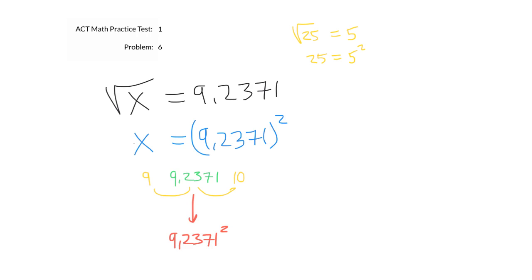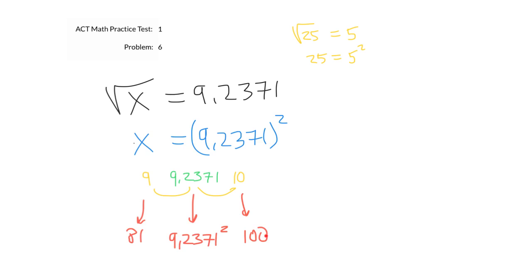After squaring 9, that becomes 81. And after squaring 10, that becomes 100. So in the same way that 9.2371 is between 9 and 10 before you square it, after you square it, whatever this number is, which we don't know yet, it's x, it's going to be between 81 and 100. Okay. Now, the problem asks the certain number is between what two integers? Well, it's between 81 and 100, but you could also say it's between 81 and 99.